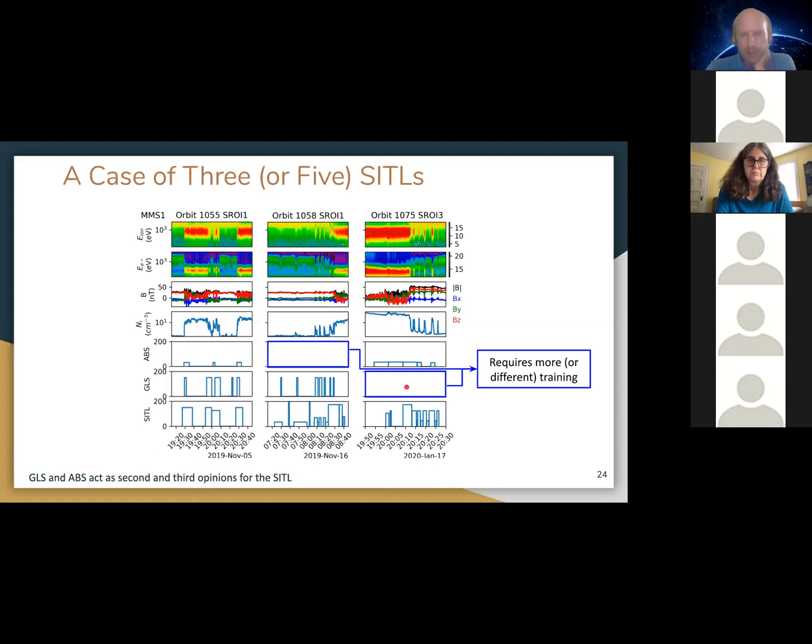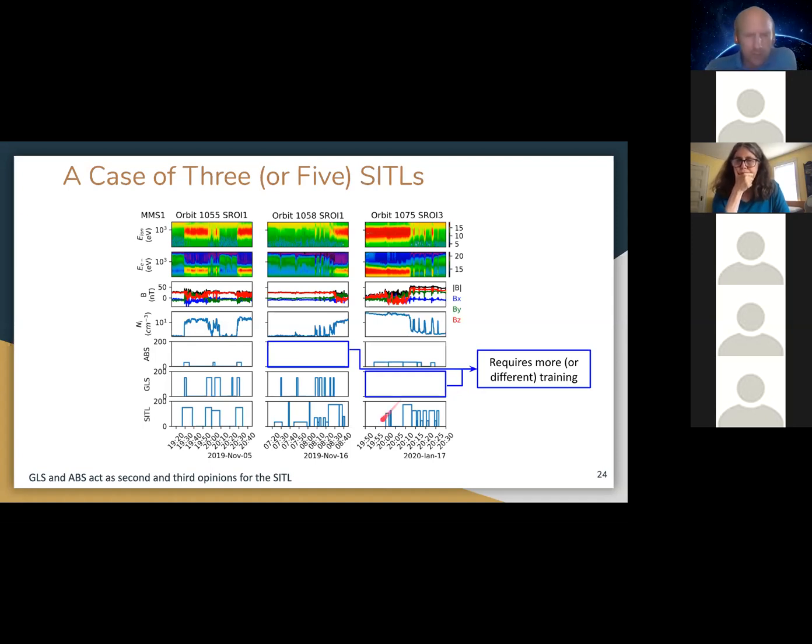Then in this third case, the GLS didn't select anything. One reason that we recently discovered is that our training data is all from the region of time when MMS's apogee was around 12 RE. During that time, there was only one ROI, and MMS was pretty much skimming the magnetopause all the time within the ROI. Since then, MMS has raised its apogee to around 25 to 29 RE, and so the magnetopause is now on the inbound leg and the outbound leg of each orbit.